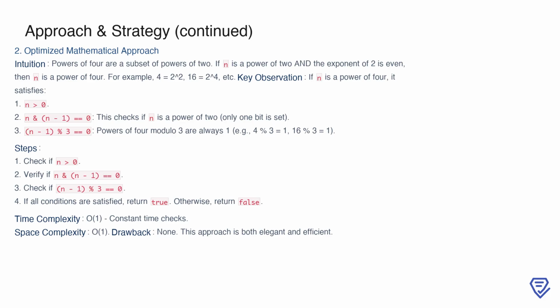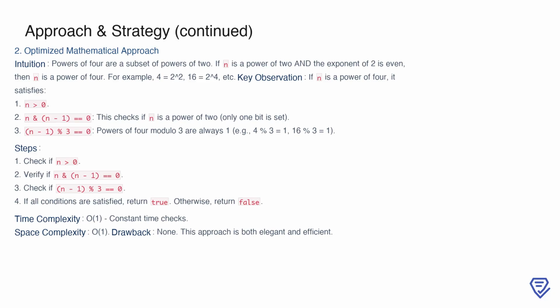Now, let's look at a more optimized mathematical approach. The key insight here is that powers of 4 are a special subset of powers of 2. Specifically, for a number to be a power of 4, it must first be a power of 2, and the exponent of 2 must be even. For example, 4 is 2 squared, 16 is 2 to the 4th power, and so on.